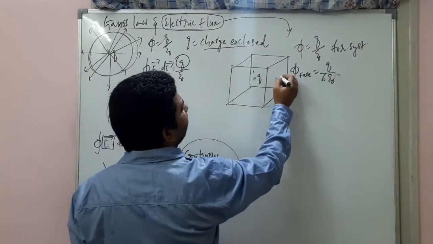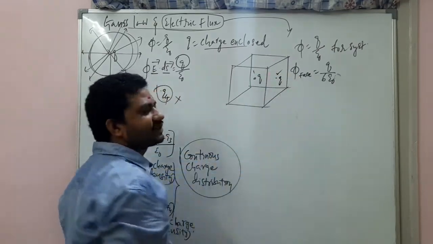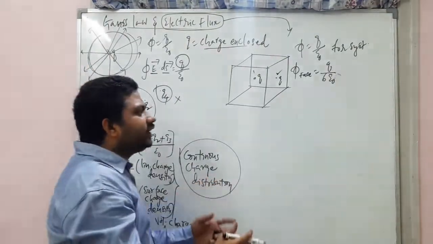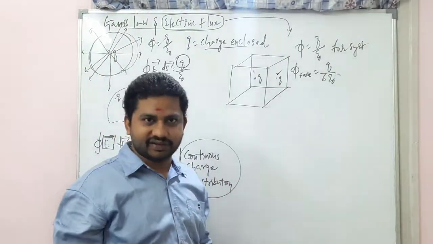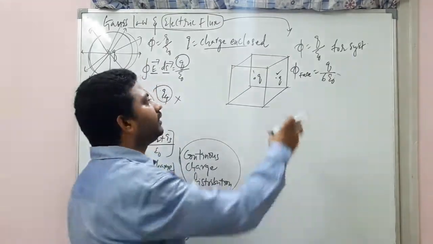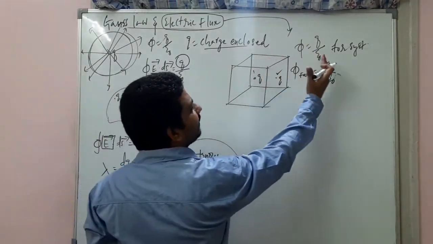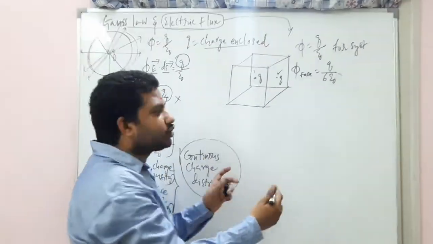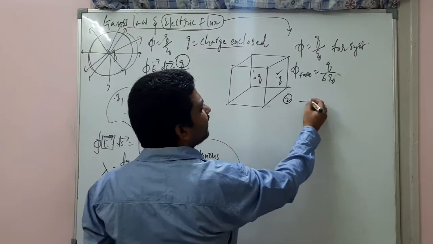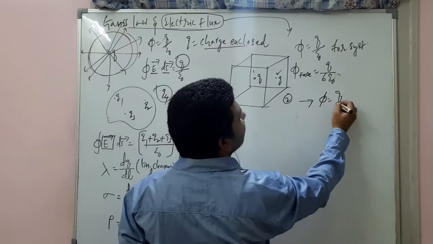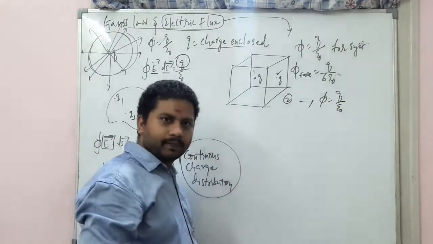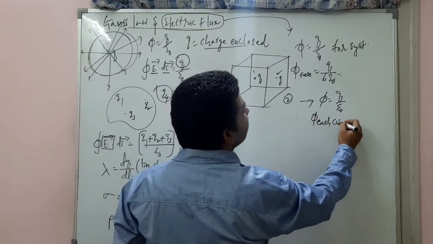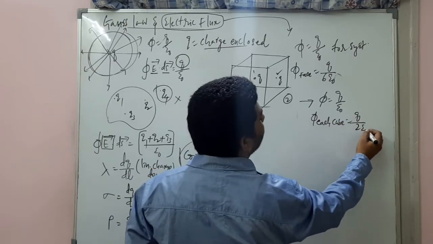In the second case, we have kept a charge like this. In this case, we need to form a Gaussian surface. To form a Gaussian surface here, an identical cube must be kept. So there are 2 cubes now. The flux linked with the system in the second case is Q by epsilon naught. The flux linked with each cube is Q by 2 epsilon naught.